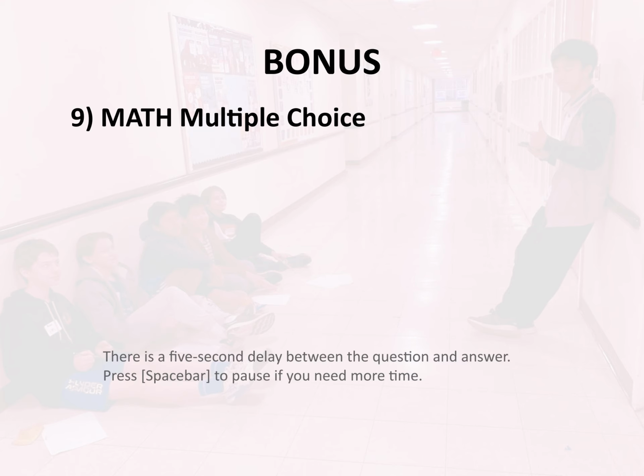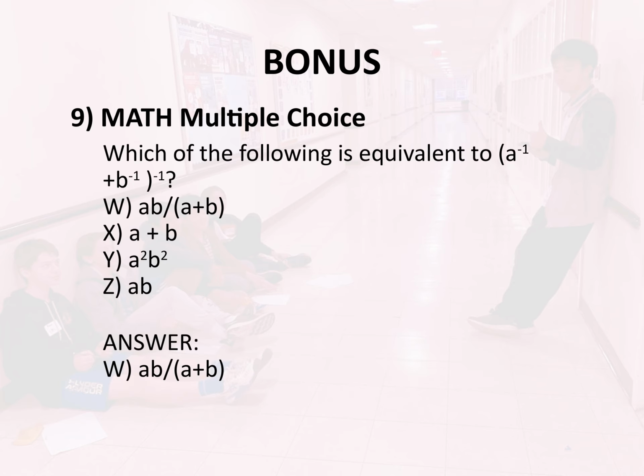Bonus 9. Math. Multiple choice. Which of the following is equivalent to (a to the power of negative 1 plus b to the power of negative 1) to the power of negative 1? W, the fraction with numerator ab and denominator a plus b. X, a plus b. Y, a squared times b squared. Z, ab. Answer: W, the fraction with numerator ab and denominator a plus b.